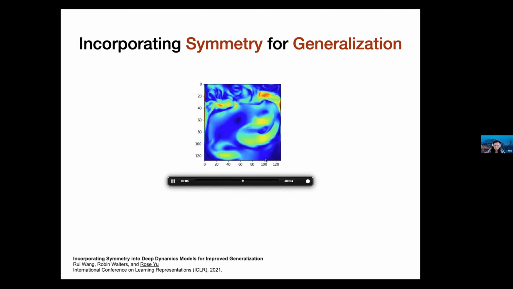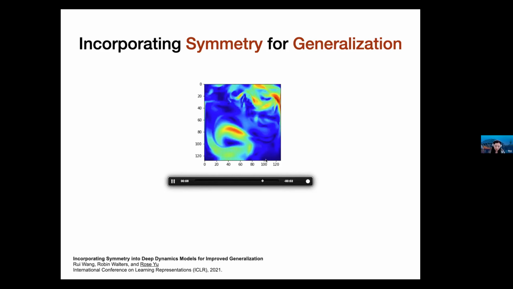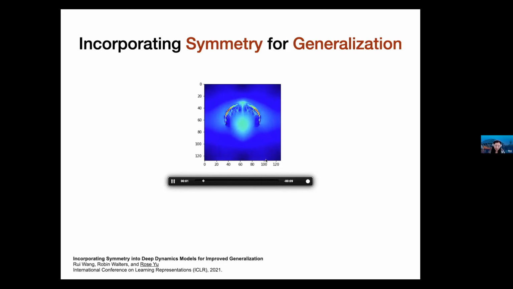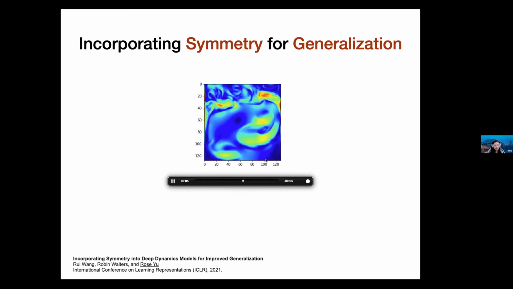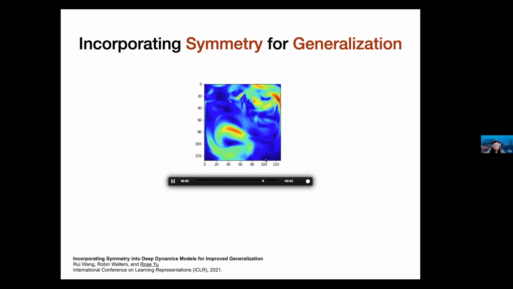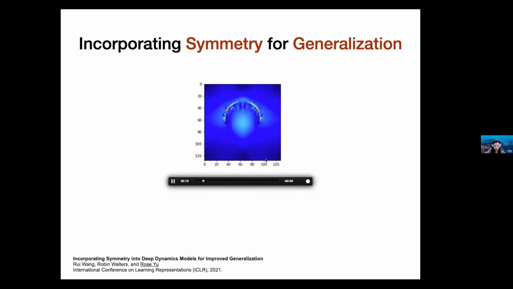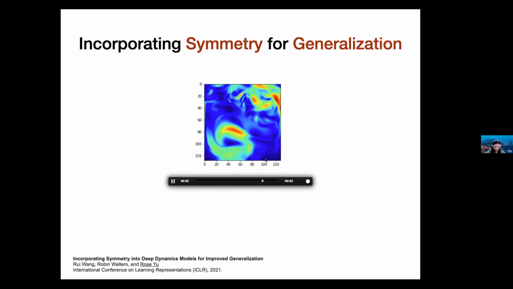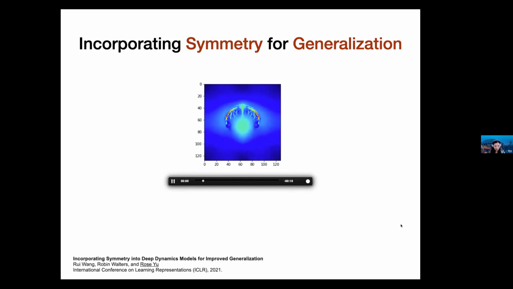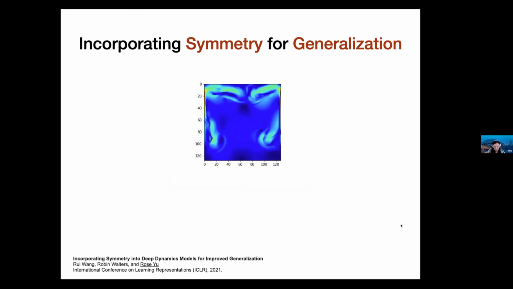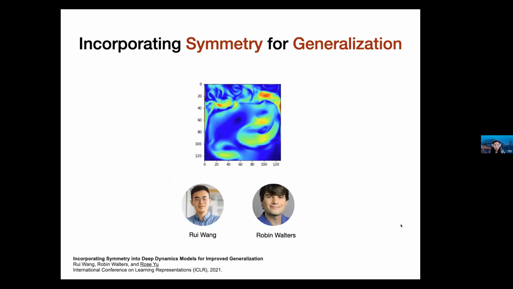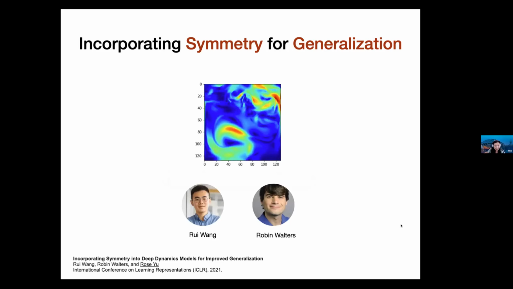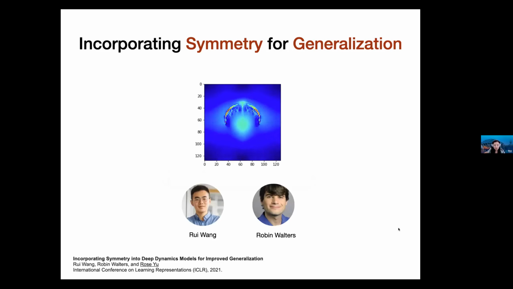We have done several papers on this subject, but what we realized is that the key difficulty in building deep learning surrogate models is generalization. When we train a deep learning model on a particular type of turbulence, it often does not generalize to turbulence with very different boundary conditions or initial conditions. So we use symmetry in this paper to mitigate this issue. This is work done by my PhD student and postdoc, Robin, and it was published at ICLR in 2021.